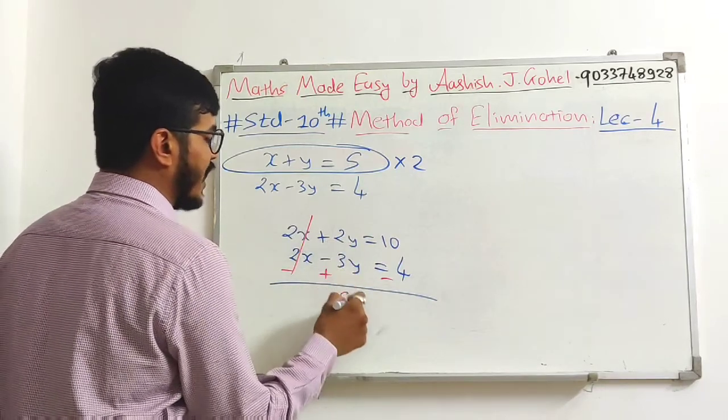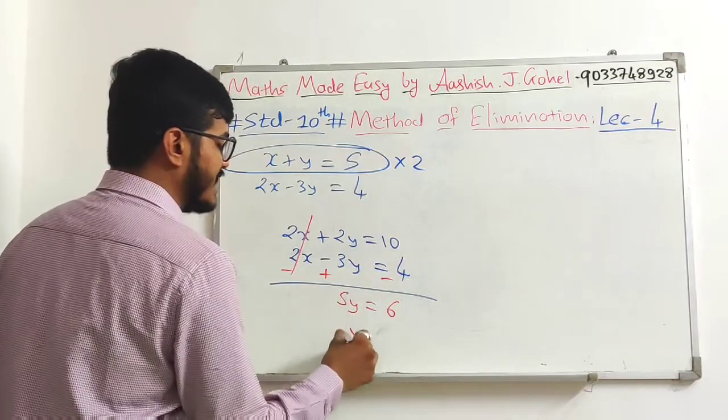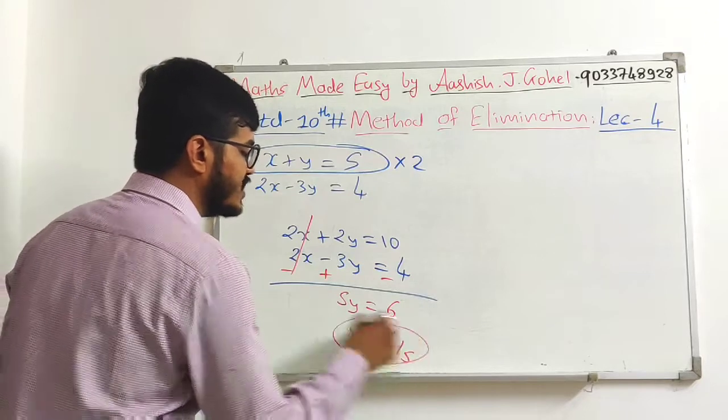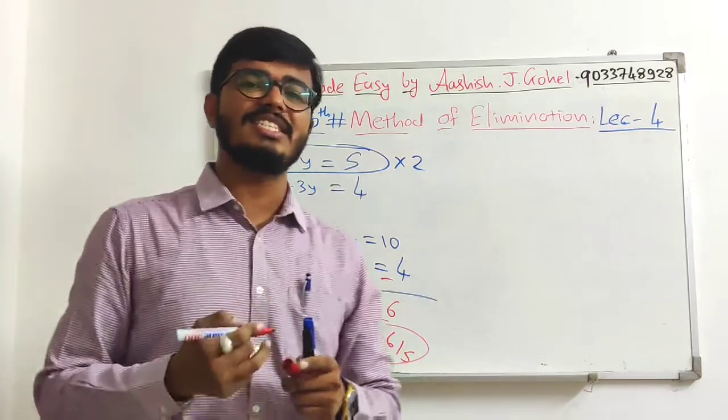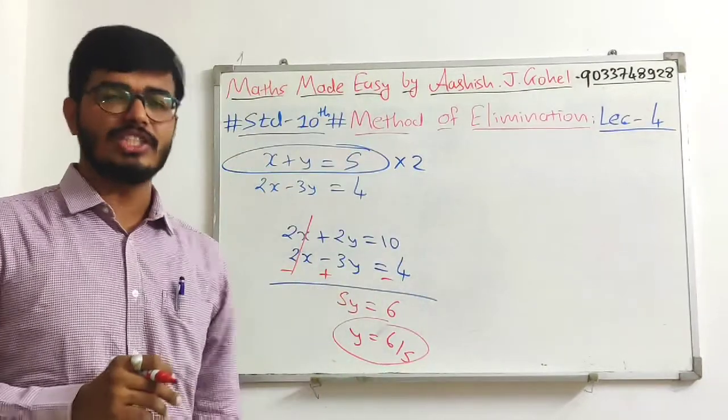2y plus 3y, that is 5y, and is equal to 10 minus 4, and that is 6. So answer will be 6 upon 5. It is not compulsory that you will always get answer in integer form. You may get answer in rational number like this also.